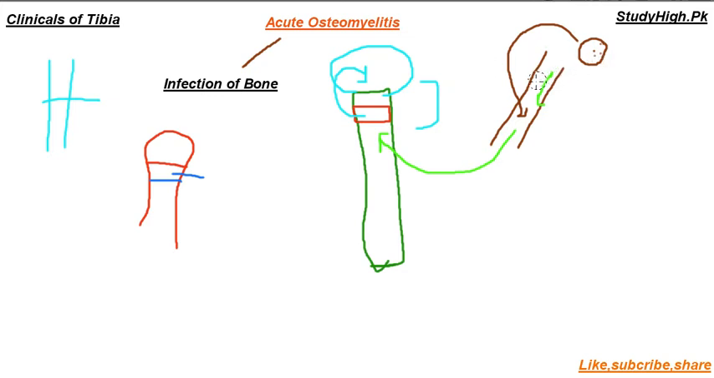And in young people or children, the blood supply to the growing bone is very large as compared to adults. So these bacteria can affect the metaphysis of the bone. The metaphysis, which contains the growth plate, may be affected because of osteomyelitis.